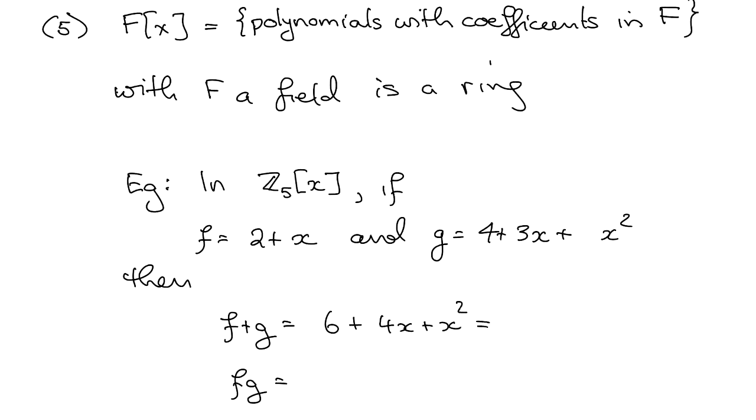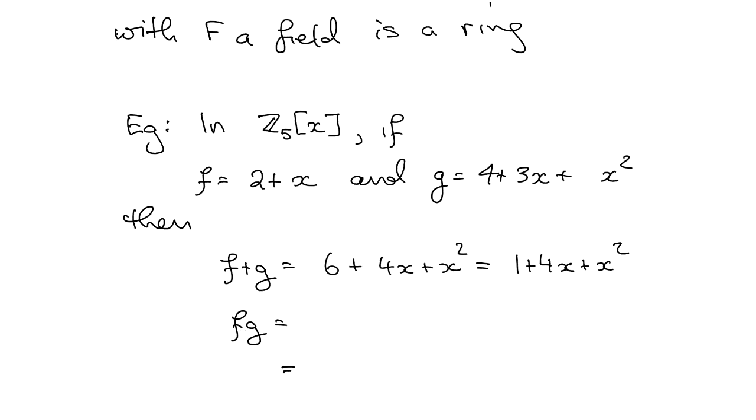But I'm meant to be doing everything in Z5, so that's 1 plus 4x plus x squared. As is common when we're working with Z5 or Zn, sometimes our intermediate steps are over our integers, but at the end of the day we should write everything in terms of Z5. For the multiplication, of course, we just do what we would always do with polynomials. We expand together and group like terms.